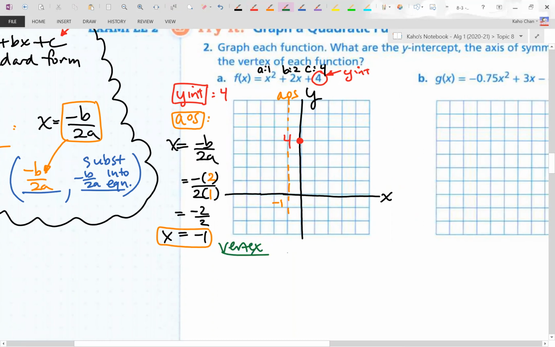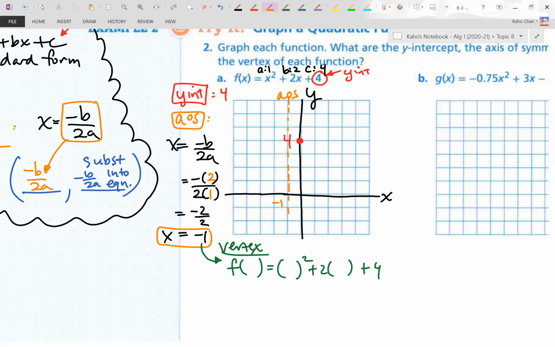We just got -1. We're going to plug that into the function. In this case, f of -1 equals -1 squared plus 2 times -1 plus 4. So let's plug that -1 into the problem. Please be careful. This doesn't mean f times -1.